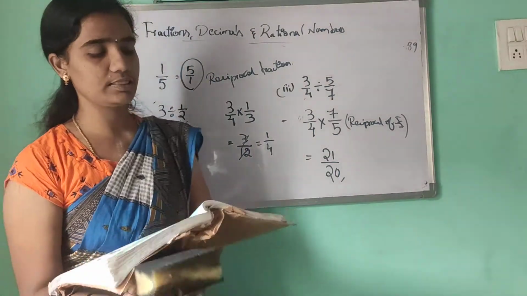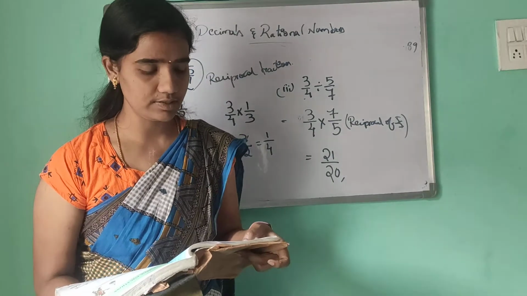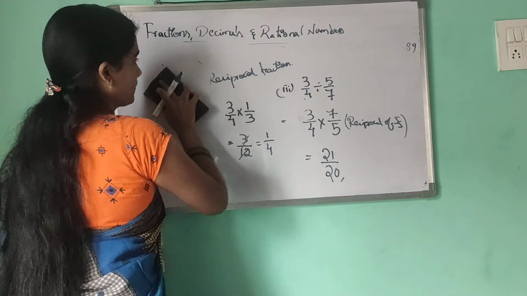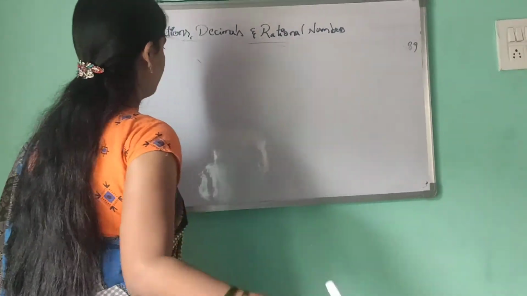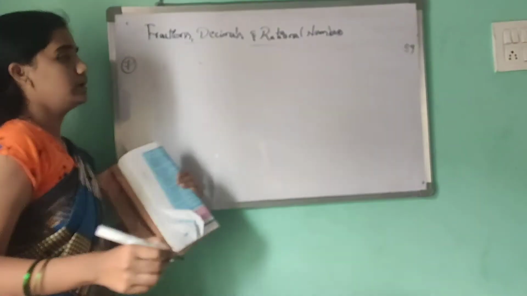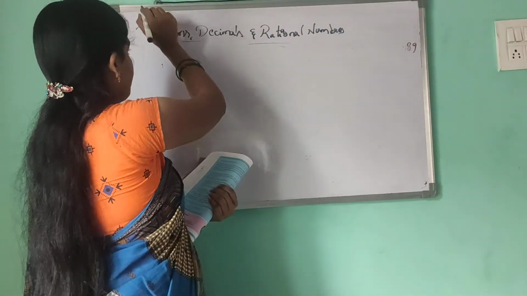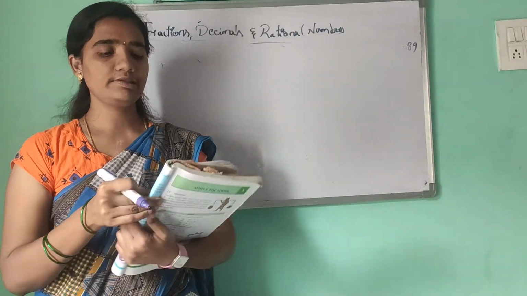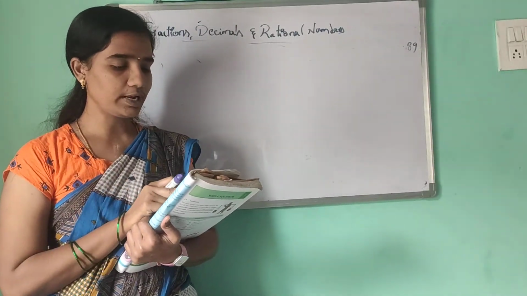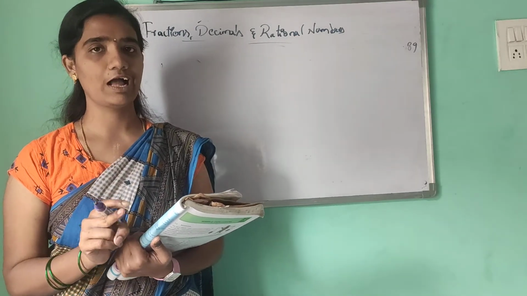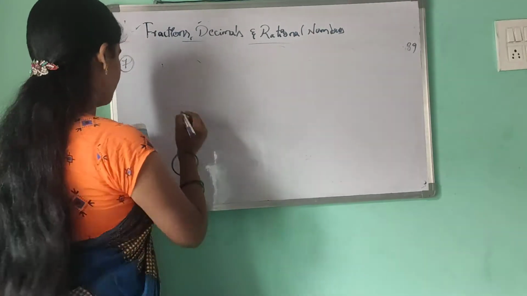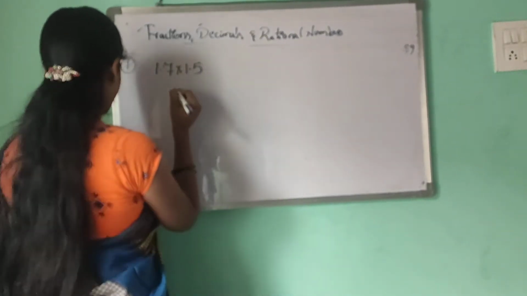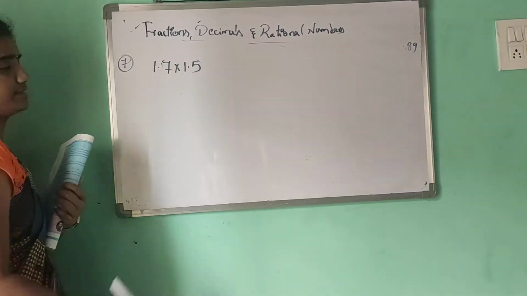Here, the seventh bit is very easy. I will explain clearly. In this, the decimals and fractions topic is over. Now coming to decimals. In this we also learn how to multiply two decimals. For example, here I am taking 1.7 into 1.5. So here are two decimals.